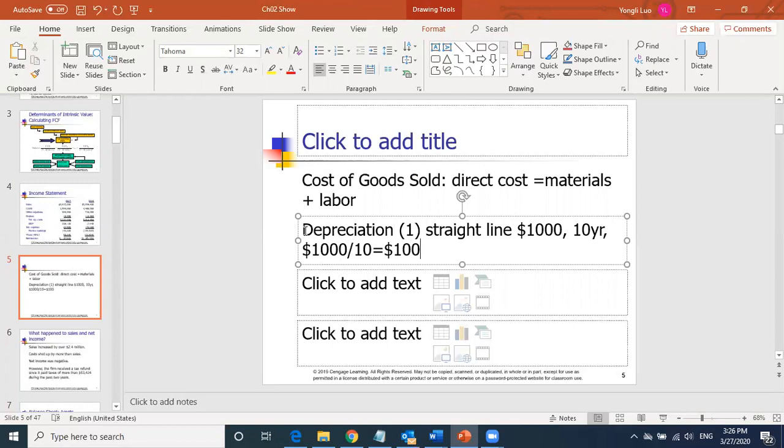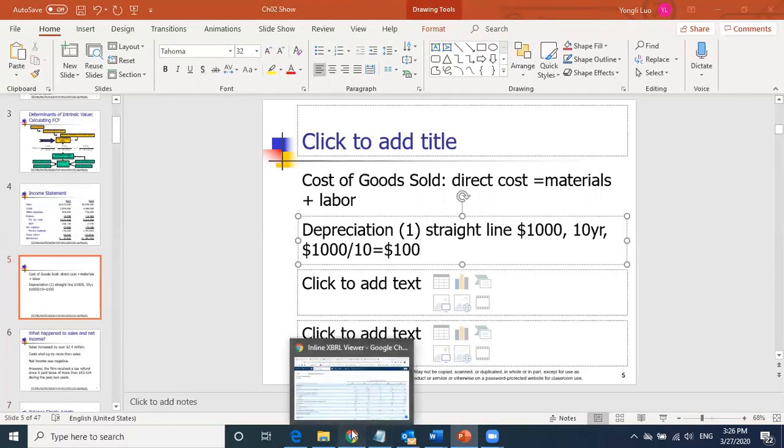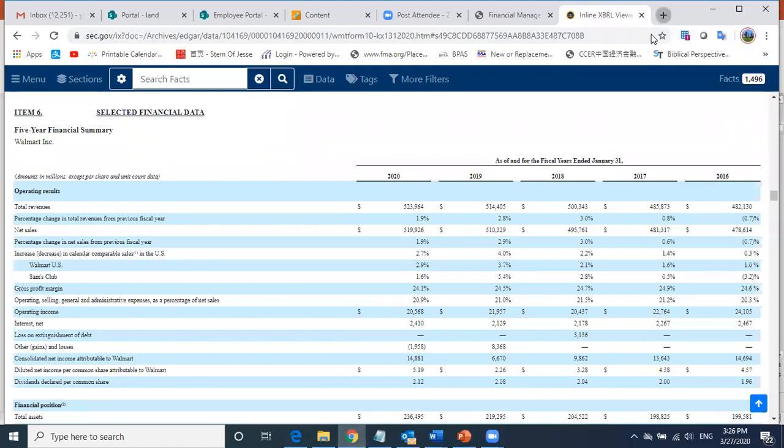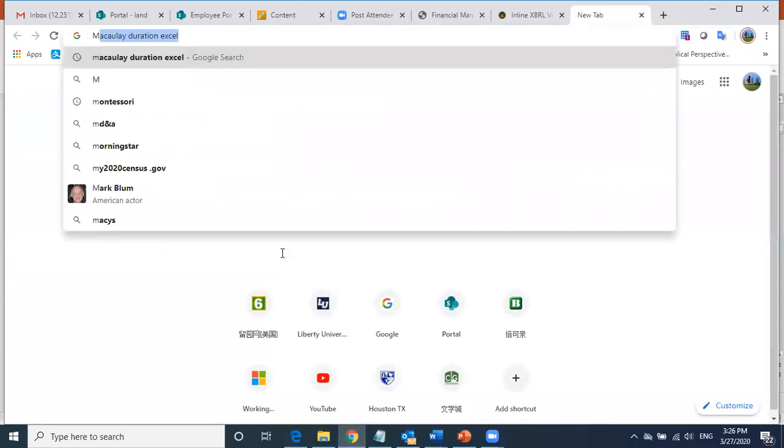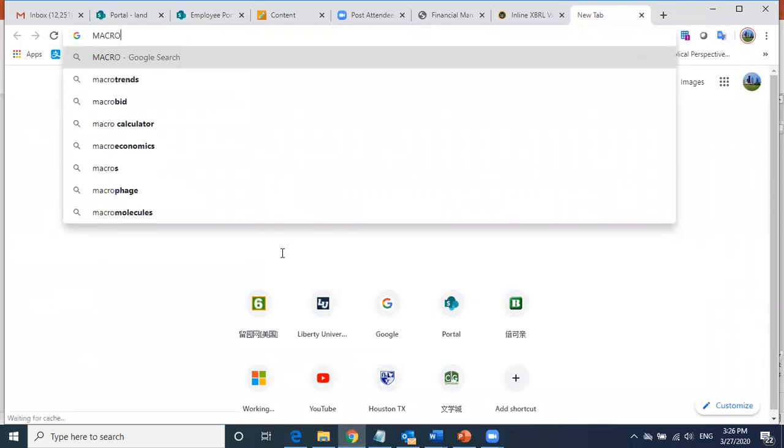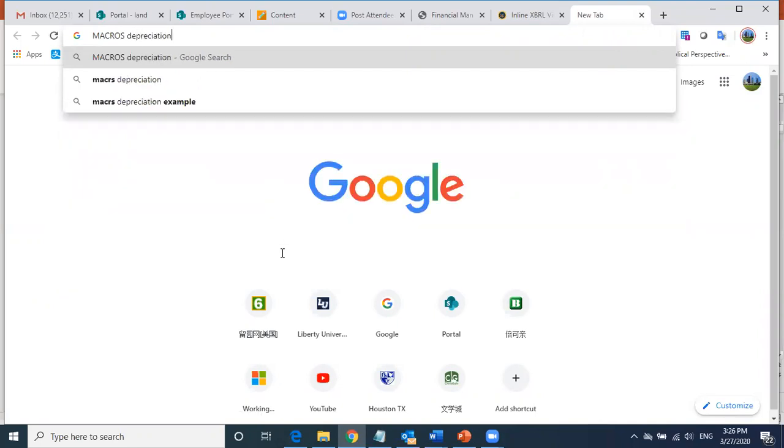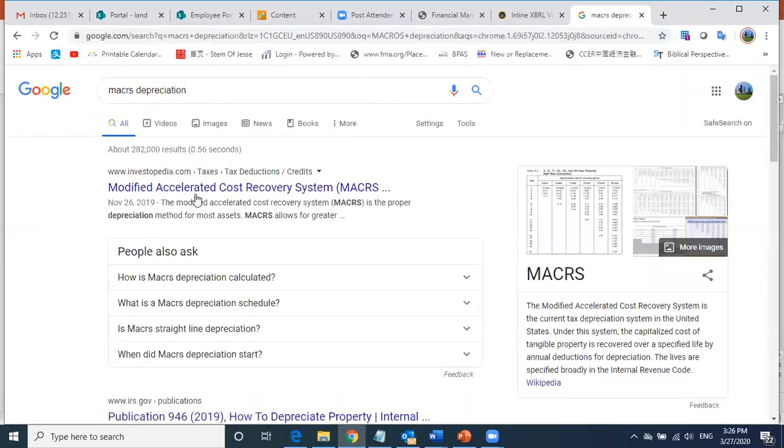And later on, we have another depreciation method that is different. It's called MACRS. MACRS depreciation. So what is MACRS? MACRS is the Modified Accelerated Cost Recovery System.